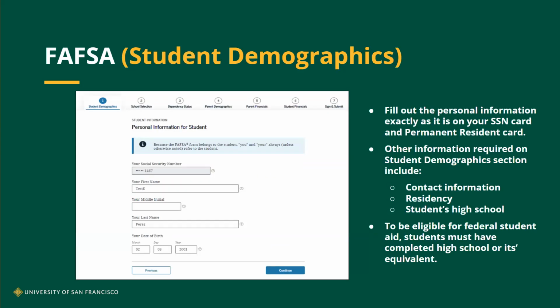So the first part of the FAFSA is the student demographics section. You want to fill out the information as it is on your Social Security card or your permanent residency card. Other information required on the student demographics section will include contact information, your residency, as well as the high school that you attended. To be eligible for federal student aid, you must have completed high school or its equivalent.